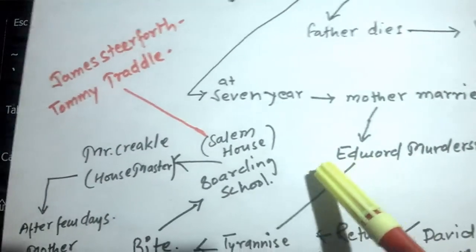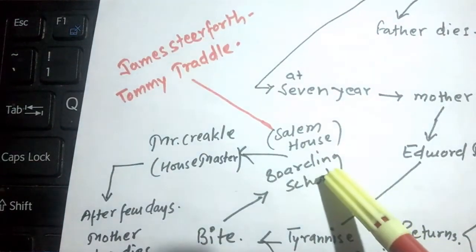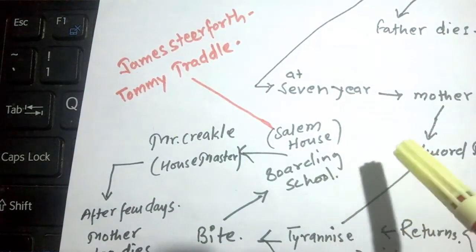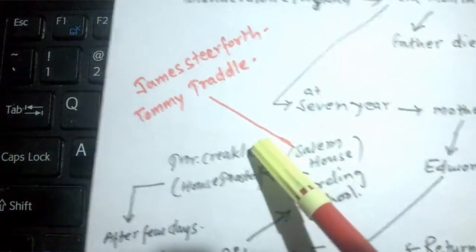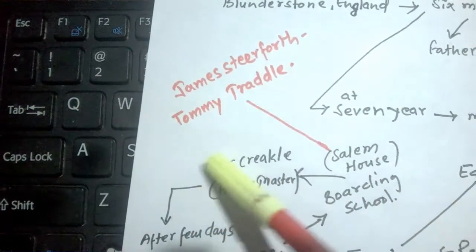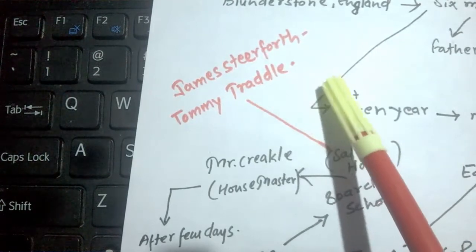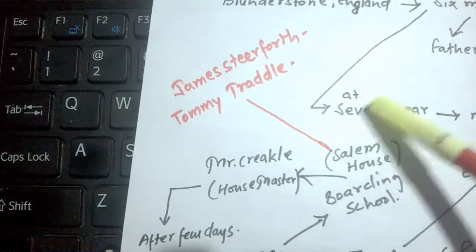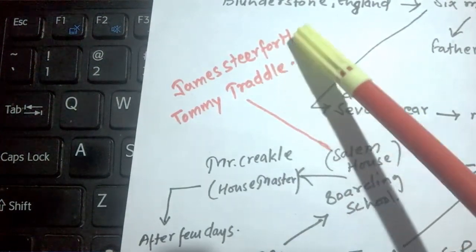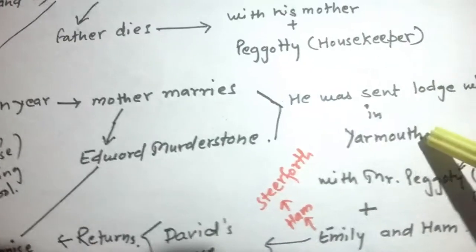Now, who is Steerforth? Do you remember in the story that he was sent to Salem House, a boarding school, when he bites his stepfather? Here he meets two friends. James Steerforth is a confident person, but Tommy Traddles is a person who was getting beaten every time. He was weak, but he was of a strong personality. James Steerforth. So you remember that he met Emily when he went to Peggotty.